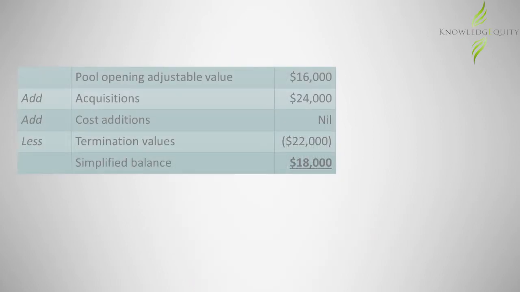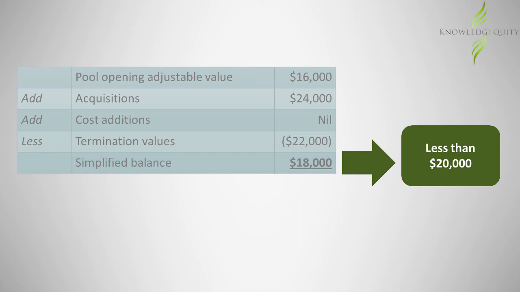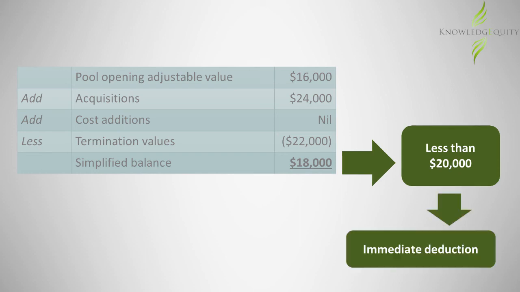We now have to consider the pool closing balance. If the closing balance under a simplified calculation, ignoring decline, is less than $20,000 but greater than zero, then an immediate deduction is available for this balance. This is instead of claiming deductions using the normal method. This means that they deduct the simplified balance and obtain a zero pool balance, rather than calculating the decline in value and deducting over time using normal pooling methods.